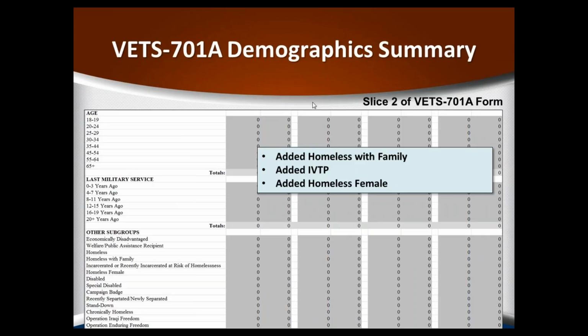We've also added to the demographics summary tab 3 additional data elements. One is the homeless with family data element. We added in incarcerated veterans and also added in the homeless female as a reporting data element. Those 3 are of the 4 special population groups we had talked about earlier. Chronically homeless has always been a part of this form, and that would be the 4th special population group that VETS has been targeting in the past.